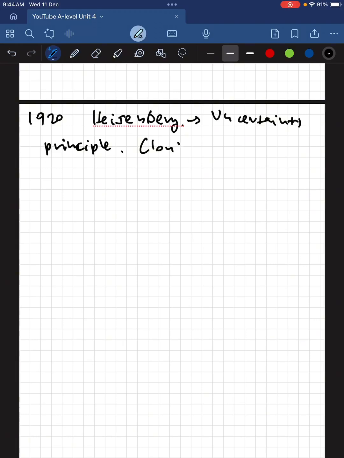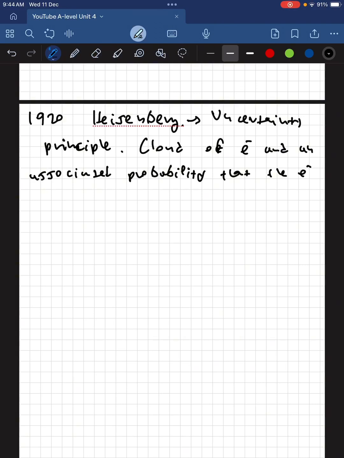So you have a cloud of electrons and an associated probability that the electron can be found somewhere in the cloud.